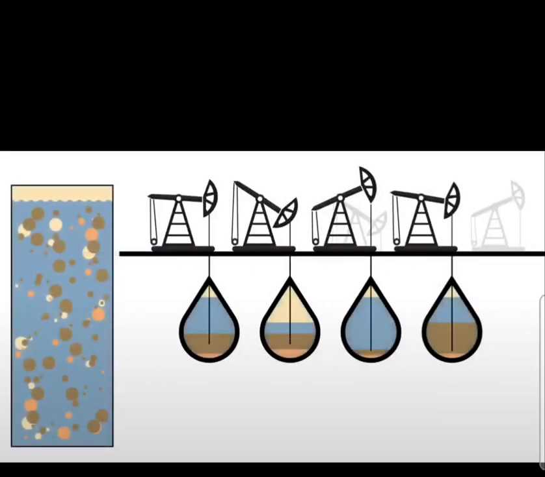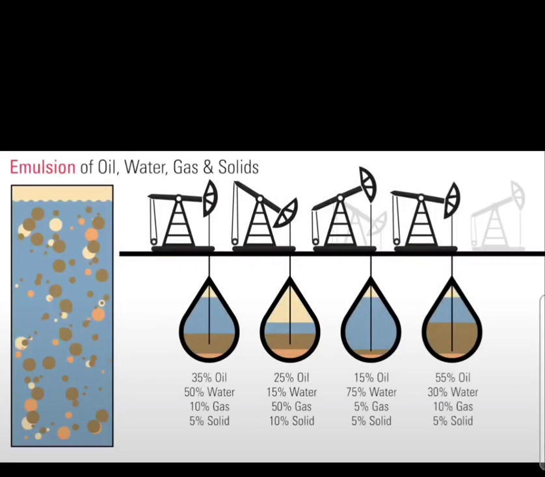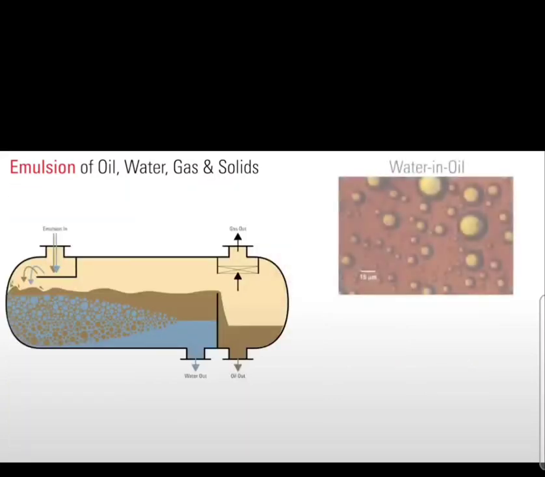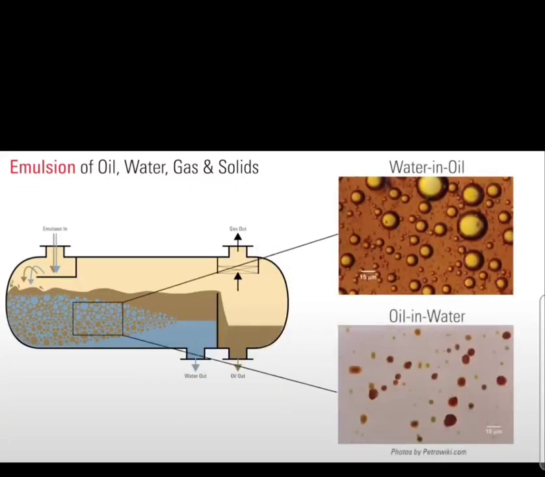Fluid comes to the surface as an emulsion of oil, water, gas, and solids. Emulsions in the oil and gas industry are either classified as water in oil or oil in water, depending on the ratio of the volumes of liquids.